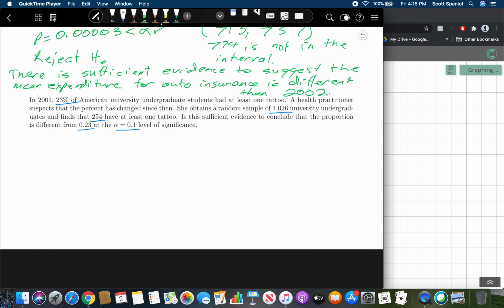Okay, so first things first, you can write the hypotheses. So in this case, it's H naught: P equals 0.23, or H1: P does not equal 0.23. And we now need to make sure that we can do a 1 prop Z test or a 1 prop Z interval by taking 1026 times 0.23 times 1 minus 0.23.